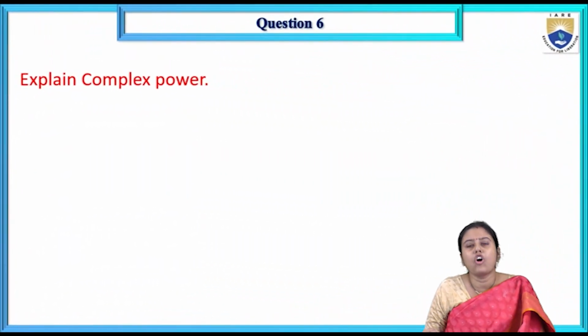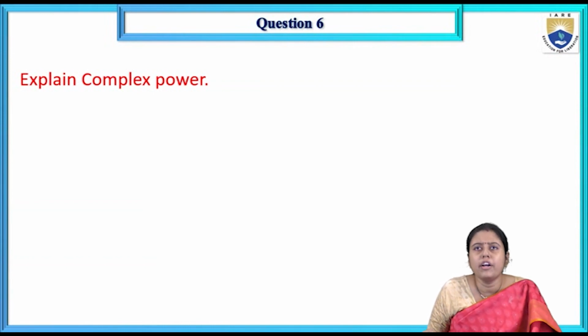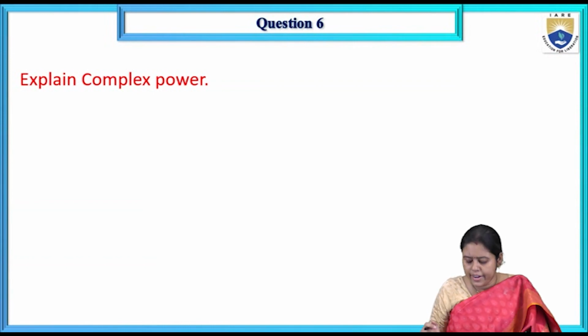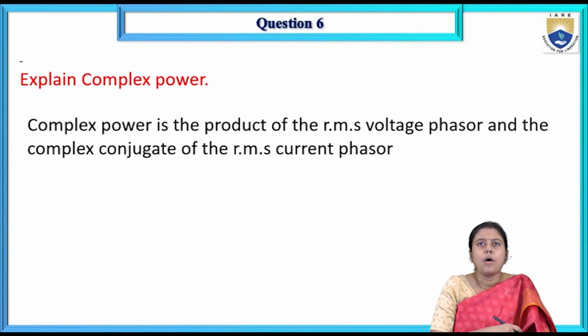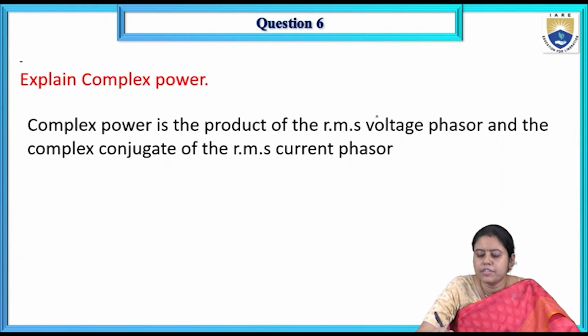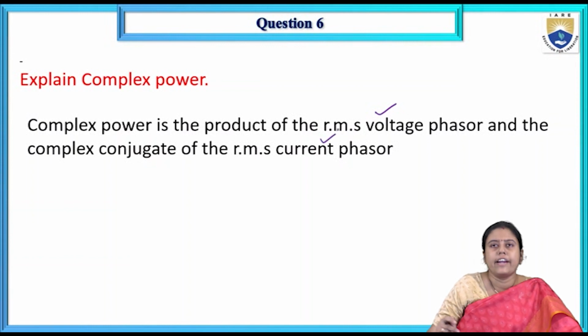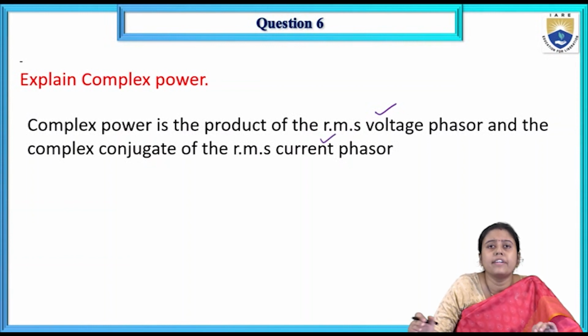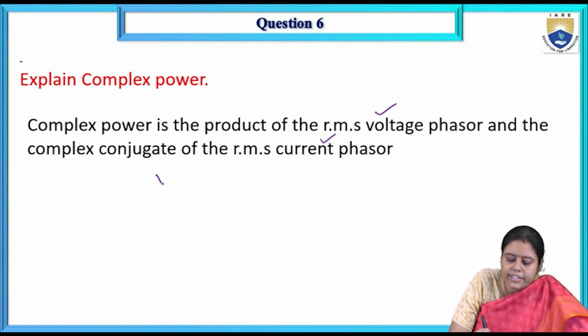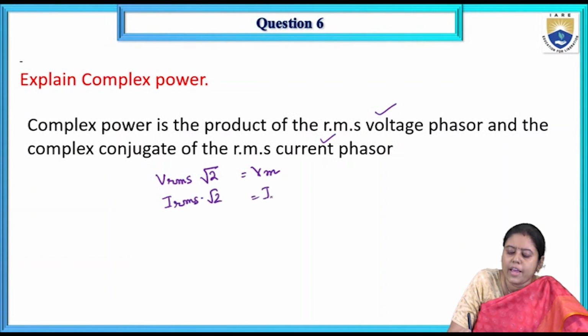Now explain the complex power. There is a small difference between the complex power and the normal power. Complex power is only applicable for AC. Complex power is the product of the RMS voltage phasor and the complex conjugate of the RMS current phasor. Complex power doesn't mean the maximum power. This is one big mistake. The relation is V RMS times root 2 is equal to V maximum. Similarly, I RMS times root 2 is equal to I maximum.